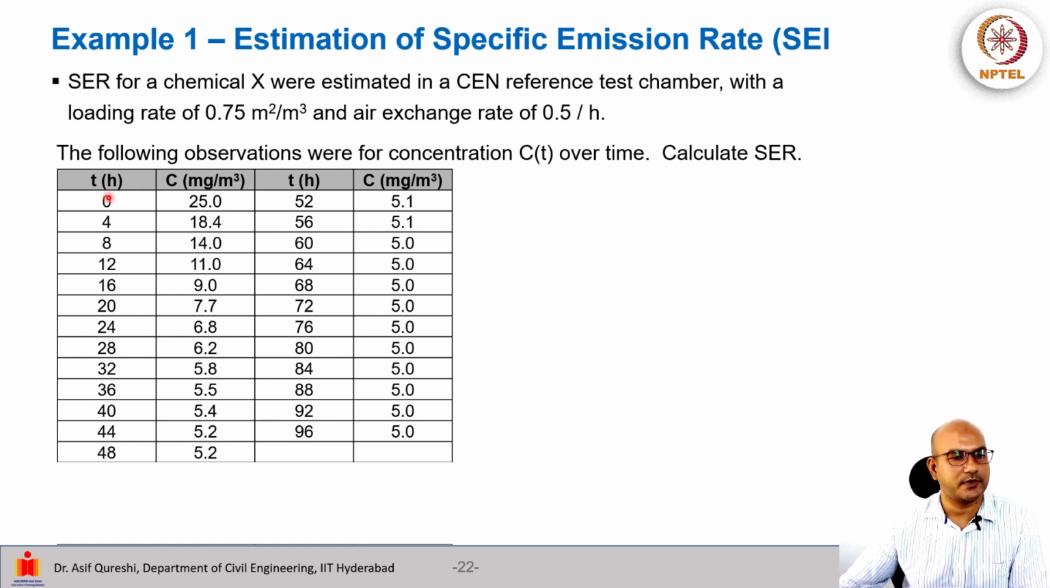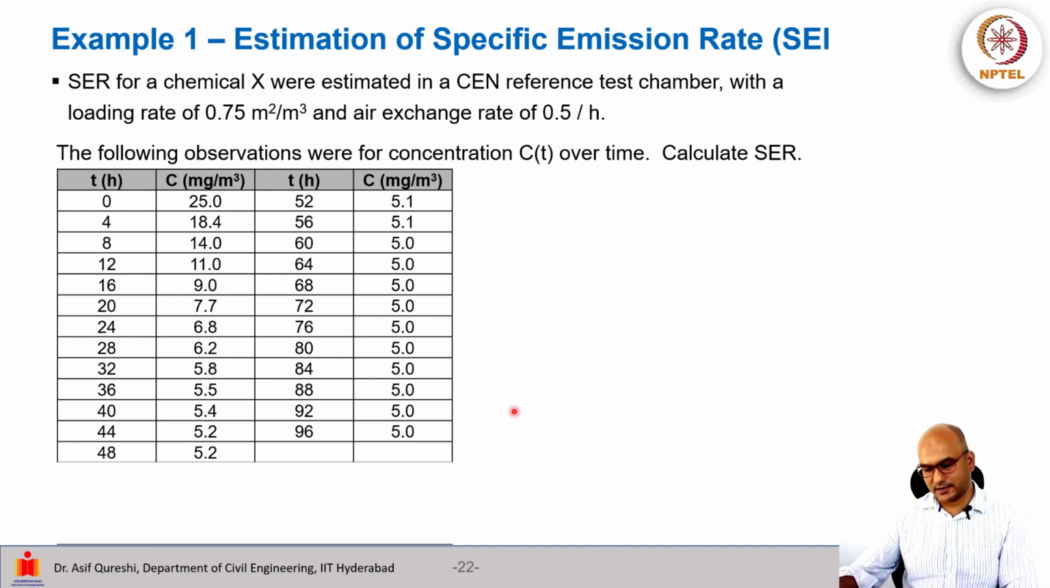So these are the observations made. In this case, observations were made every 4 hours: 4 hours, 8 hours, 12, 16, 20, until 4 days in this example. So maybe we are looking at the 3 days exposure. But it is seen here that the concentration in the air is consistently decreasing from 25 milligrams per meter cube to 18.4, 14.0, 11.0. It is consistently decreasing and then it stabilizes at the 5 milligrams per meter cube level.